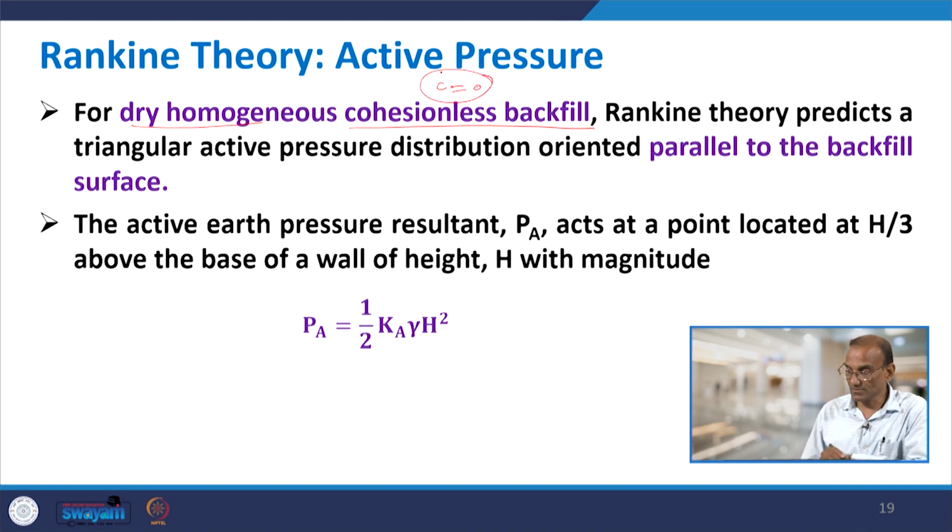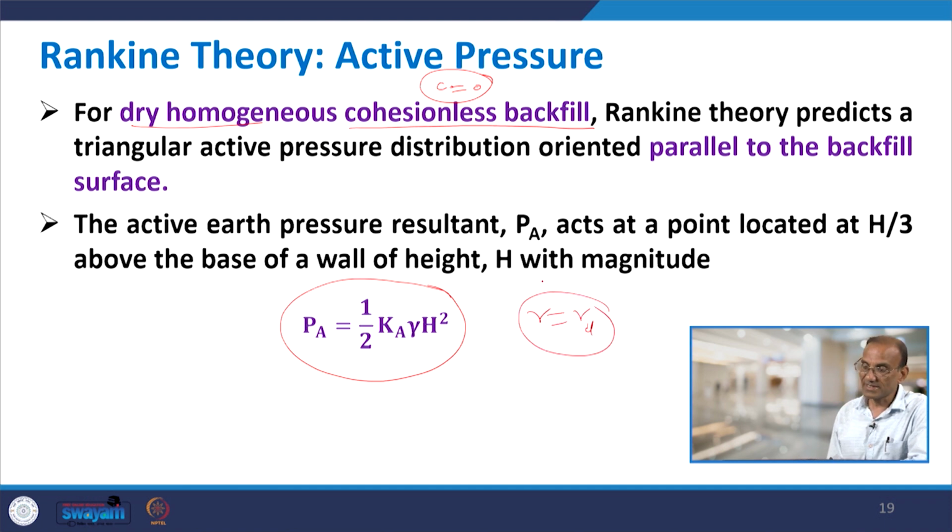When C equal to 0, we already said the total active pressure is the area of the triangle, that is, Pa = 1/2 K gamma h square. Because it is dry, gamma will in this case simply be gamma d, and K, the active earth pressure coefficient, will be a function of phi and will be less than 1. So, this was all about active pressure.